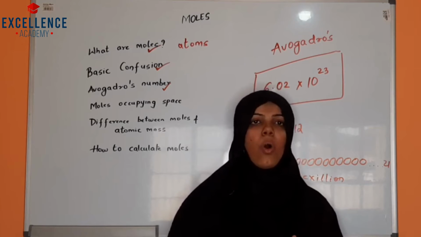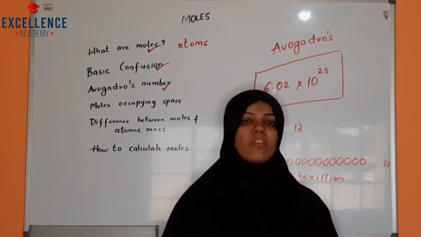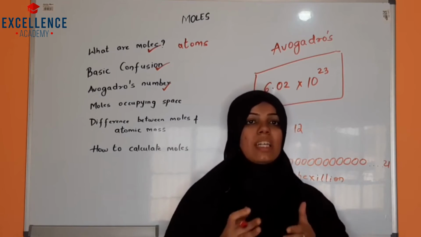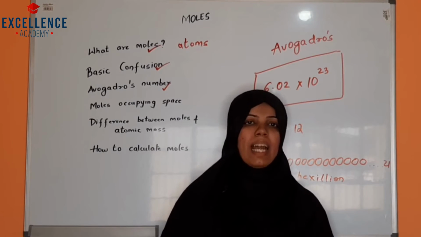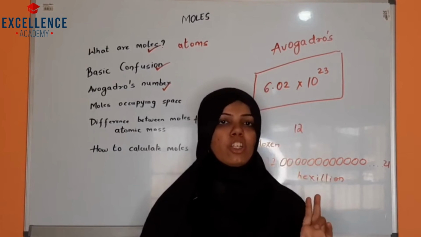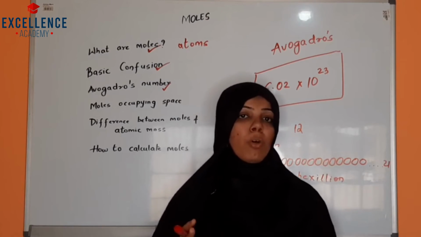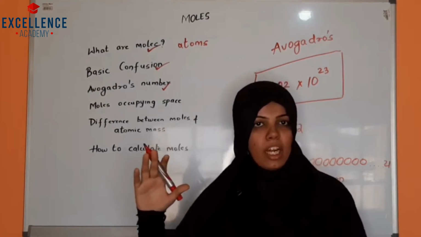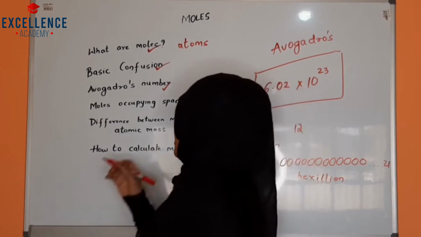So as you go down the group, the size of the atom increases, and so the space occupied by the atom is also going to increase. So I can say 1 mole of hydrogen can fit in one glass, but 1 mole of sulfur will require a big jug. Understood the difference?